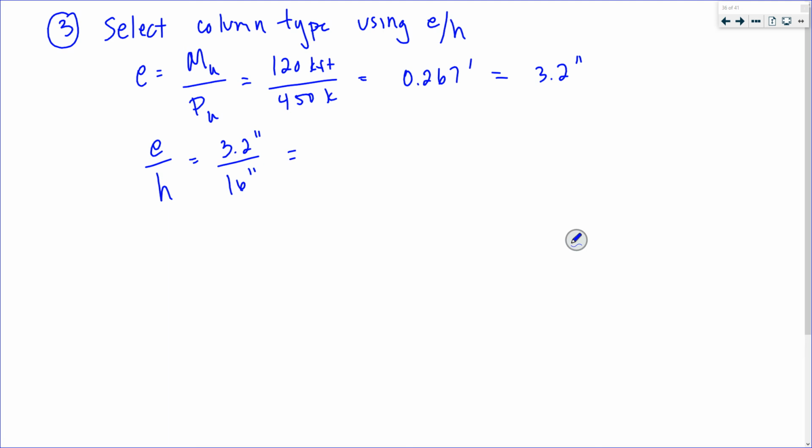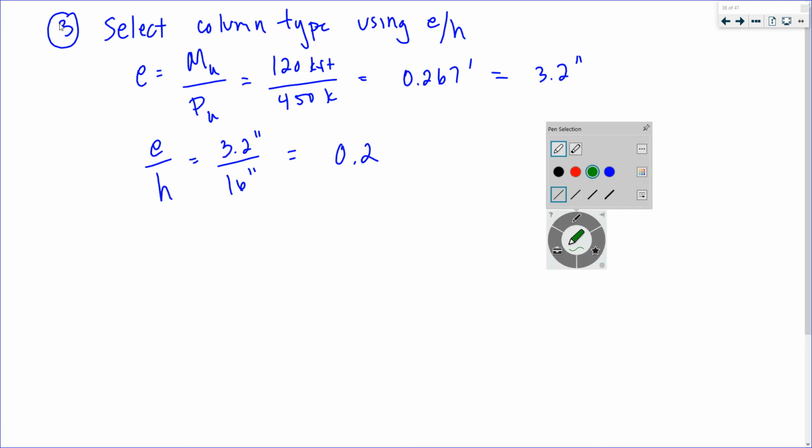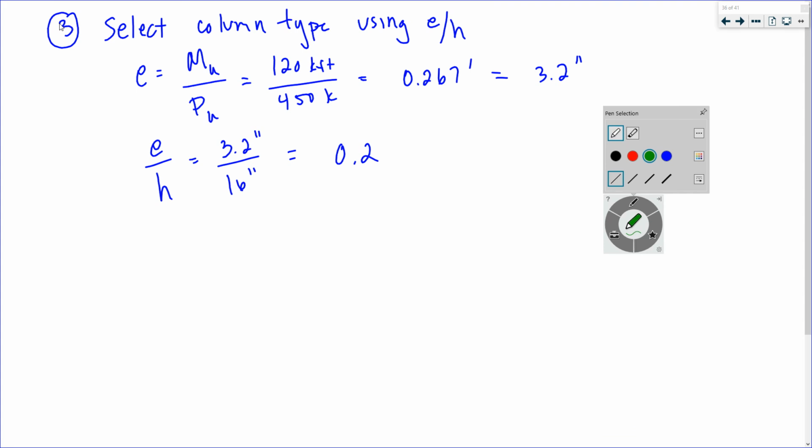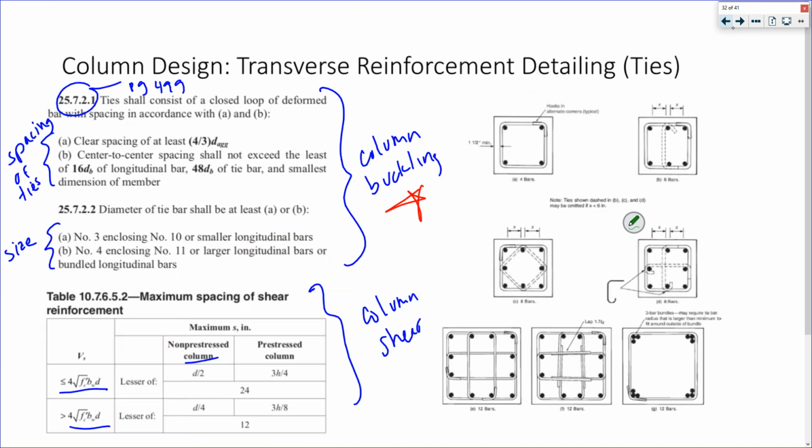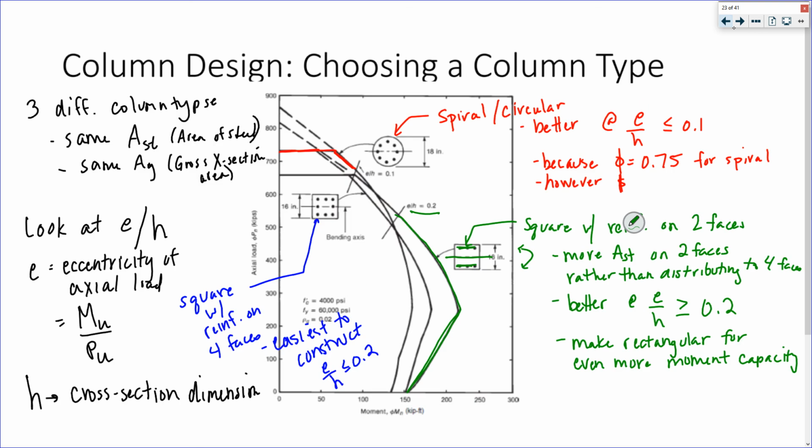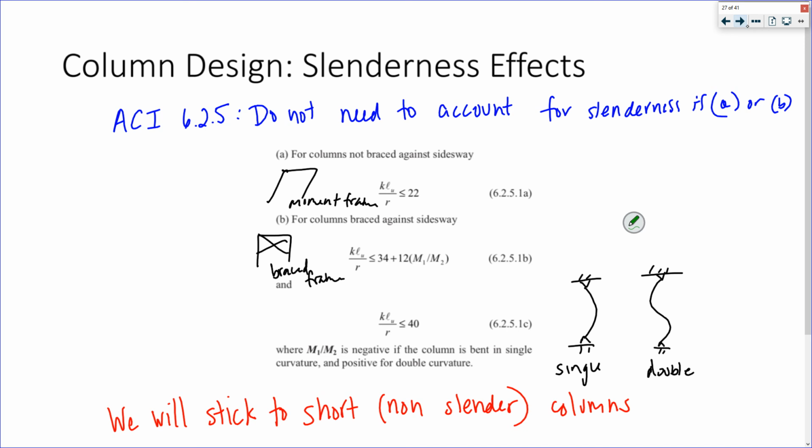So our eccentricity ratio is 0.2. If it was greater than or equal to 0.2, going back to the very beginning, we said to use a square column with reinforcement only on 2 faces. That means we have a fairly high moment.